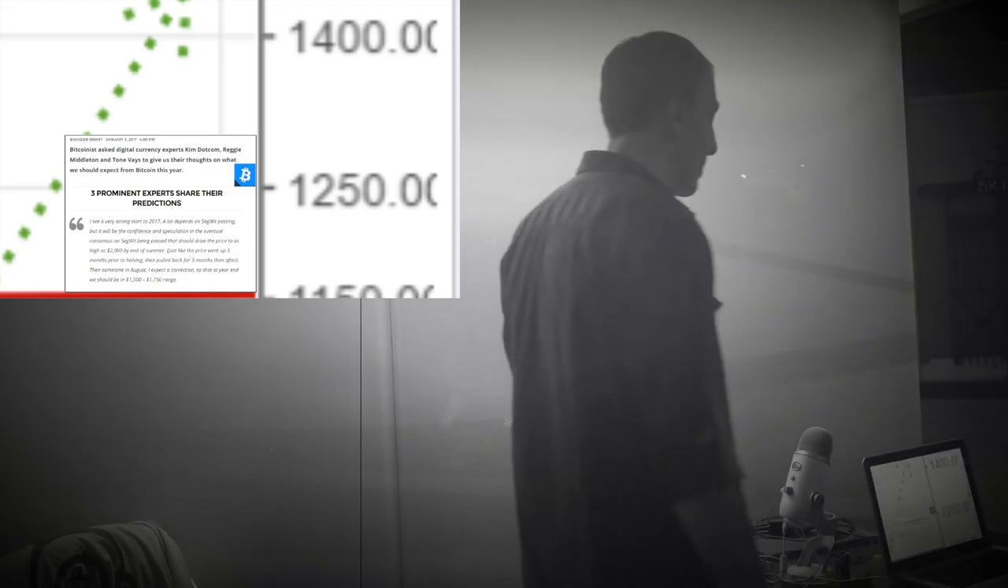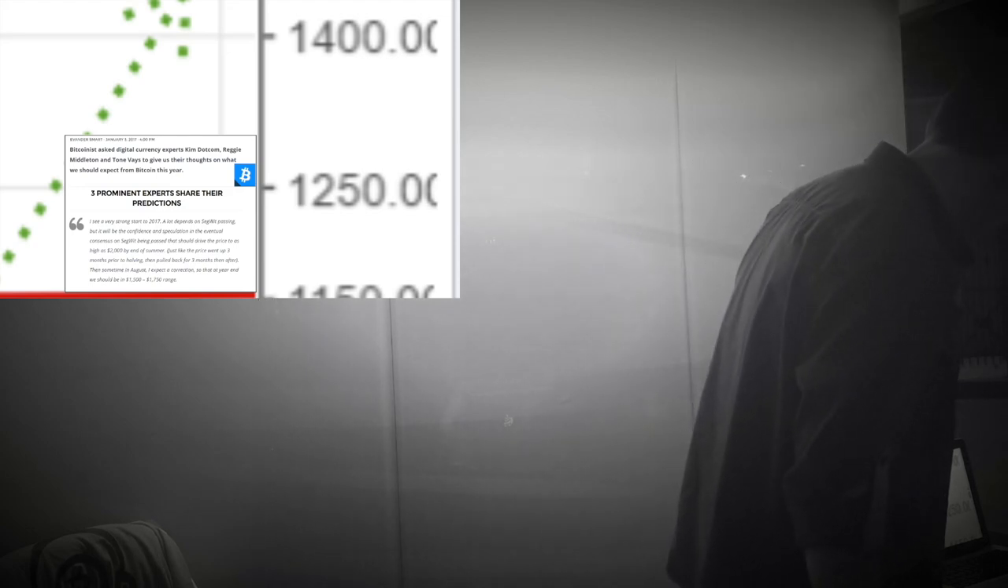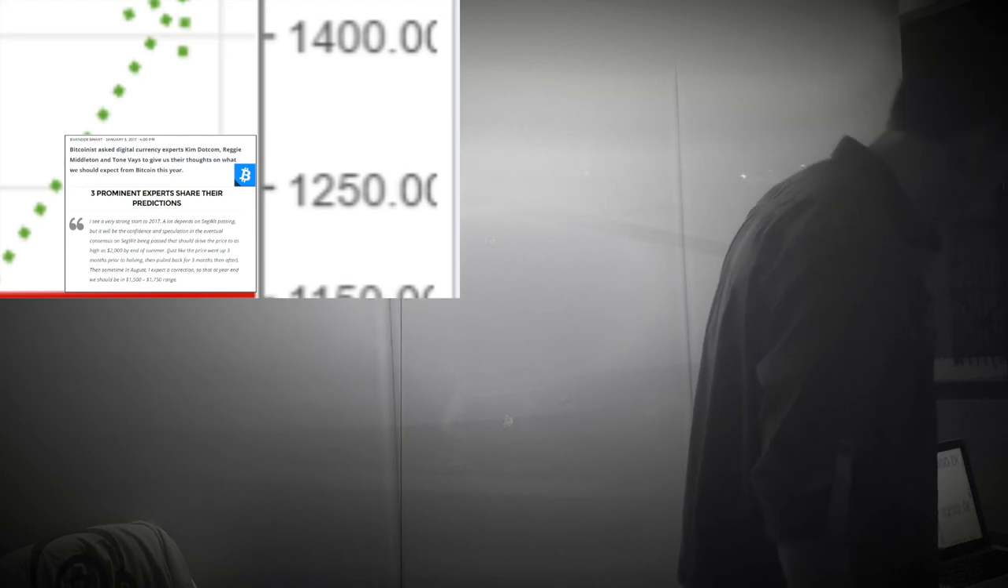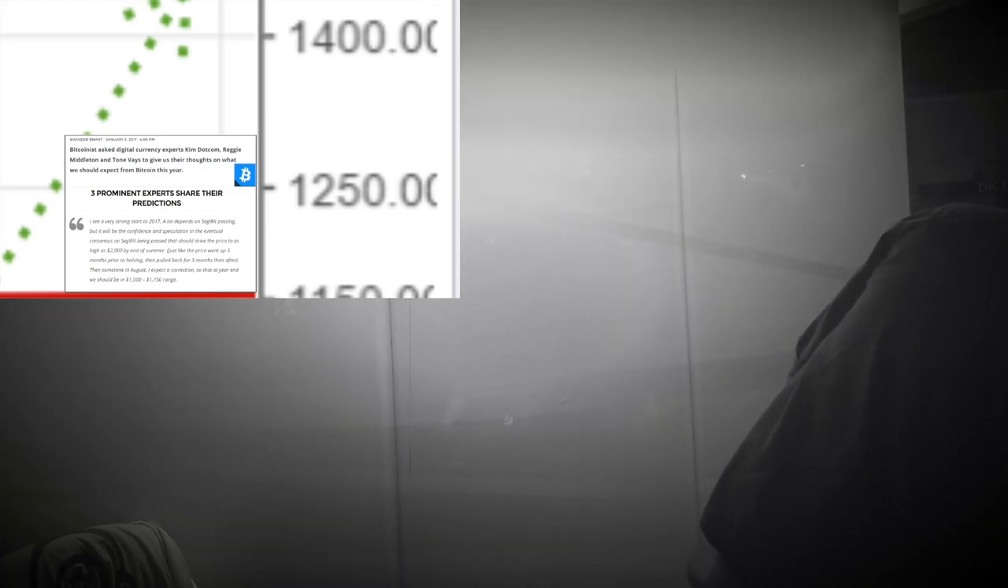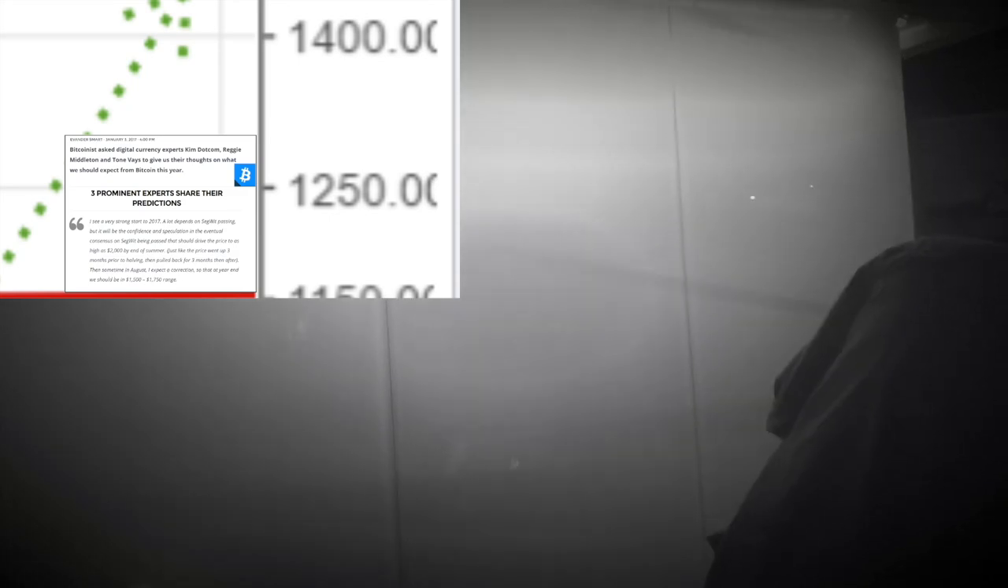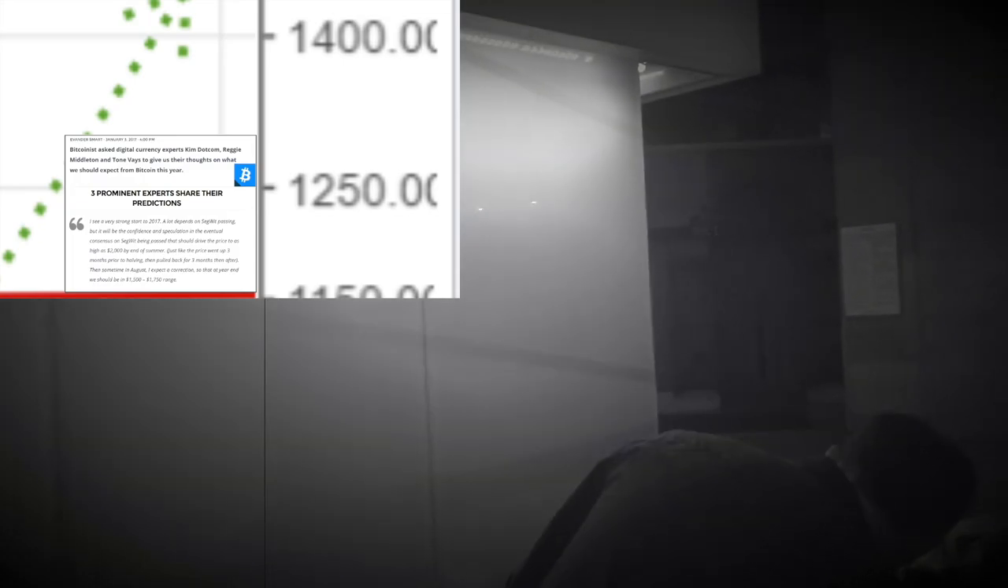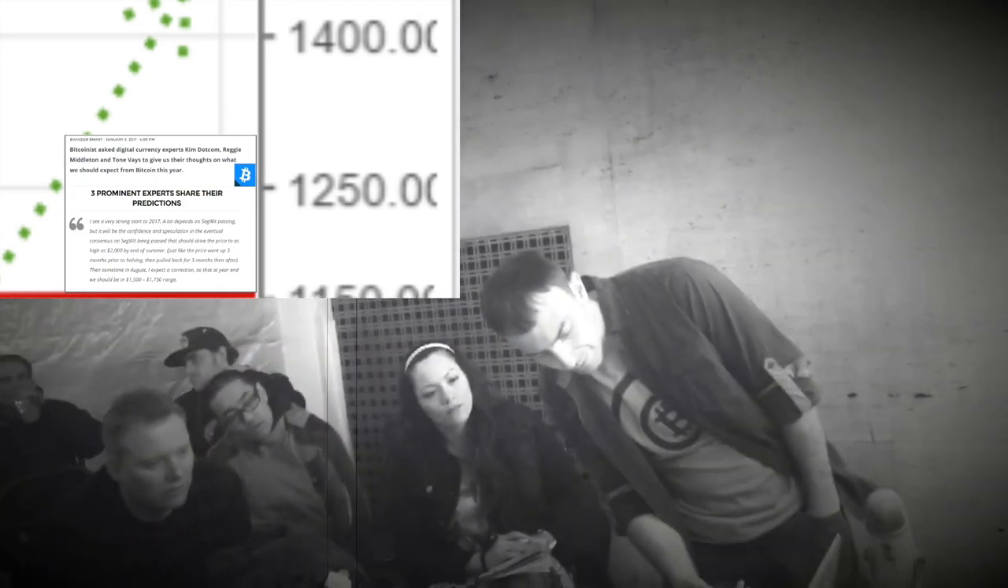Now, I'm not always right. As far as my view, here is me being quoted on January 3rd of this year, and I will just read the quote. I see a very strong start to 2017. A lot depends on Segwit passing, but it will be the confidence and speculation in the eventual consensus on Segwit being passed that should drive the price as high as 2,000 by end of summer. Just like what happened with the halving.